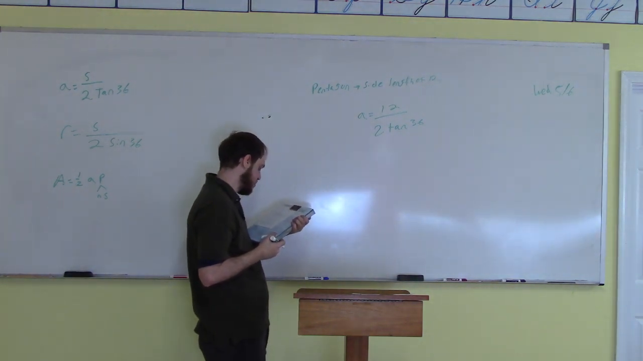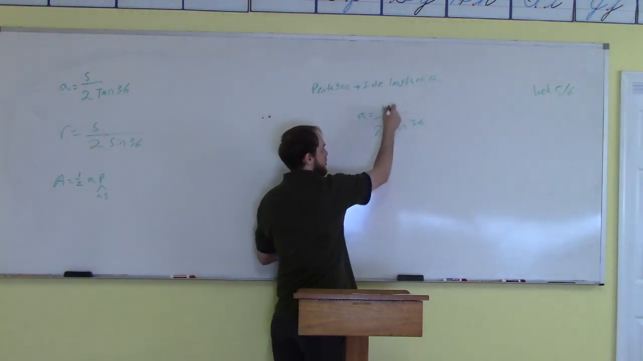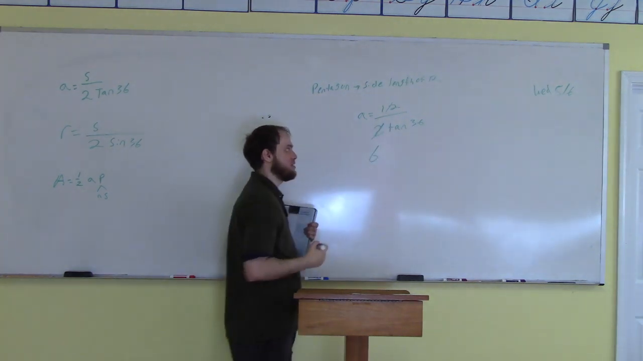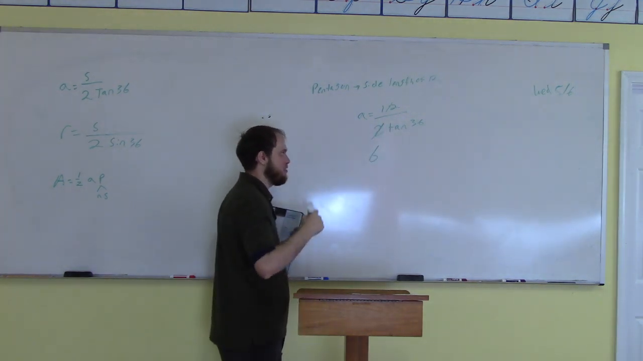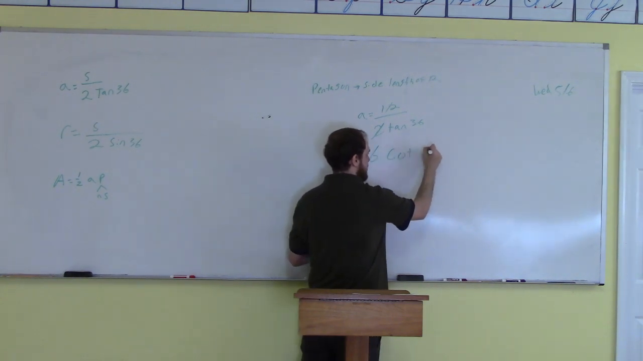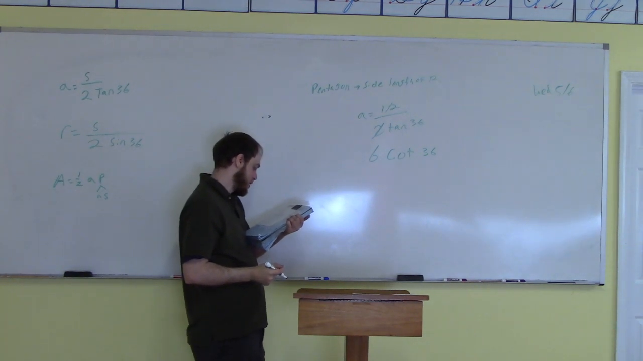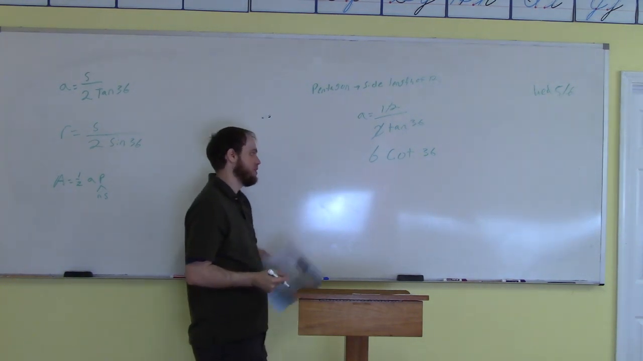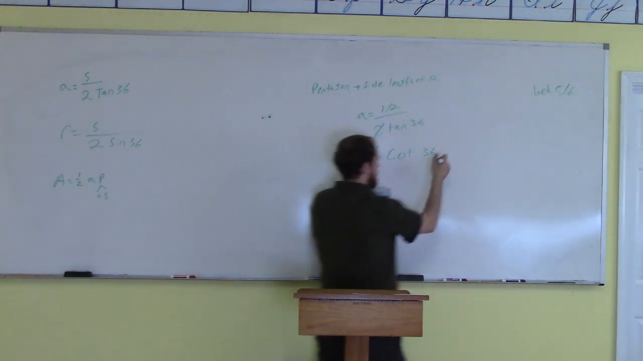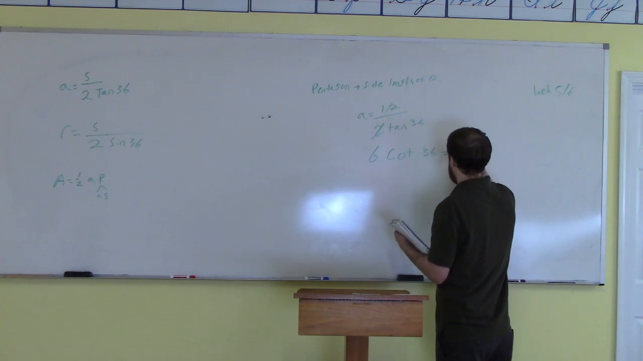So what this deals with is you can reduce that. The 2 and the 12 will cancel to 6. And then 1 over tangent of 36 would really be 6 cotangent of 36. So again, you can use the calculator at that point, or you could use the table in the back. Either way, you're going to end up with about 8.3. So 8.3 would be your apothem.